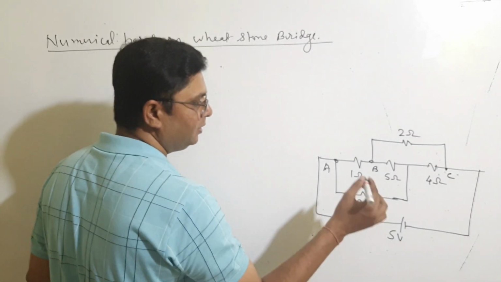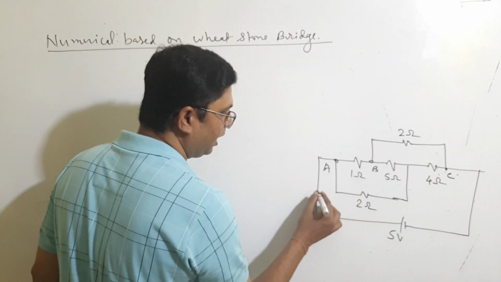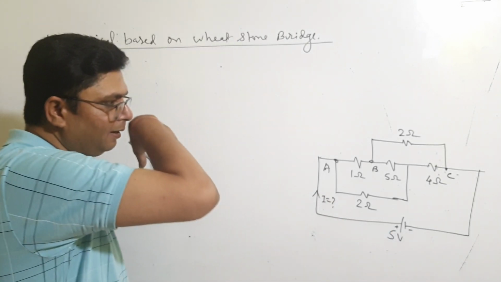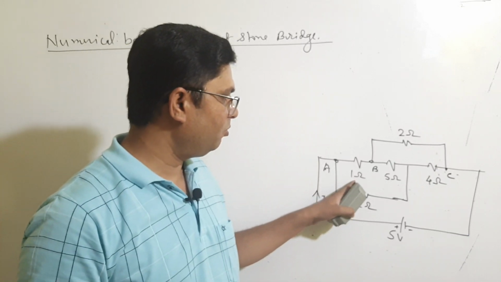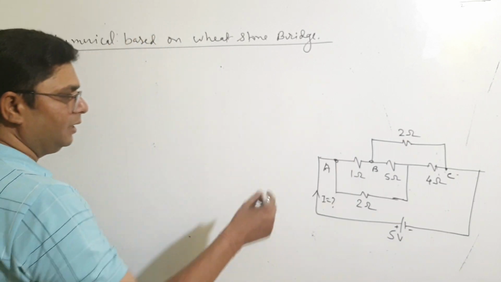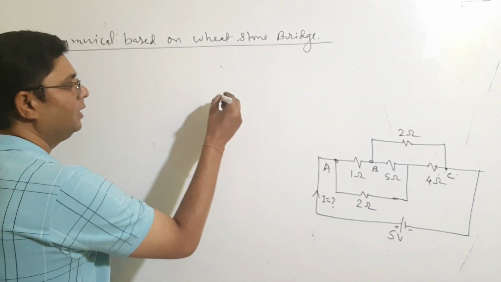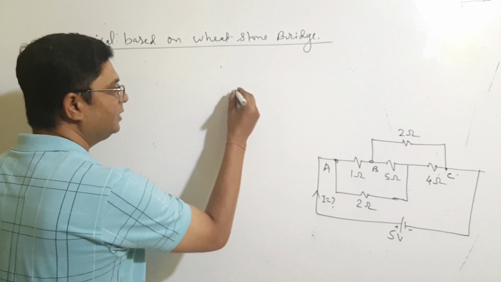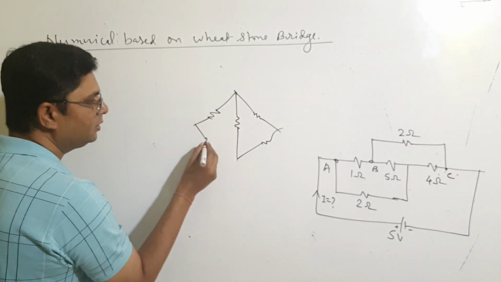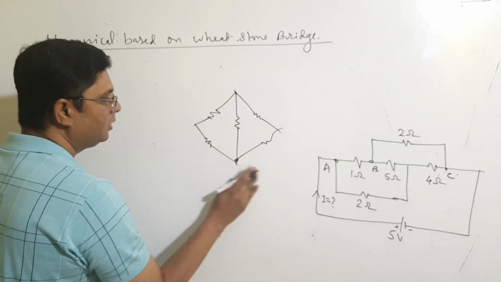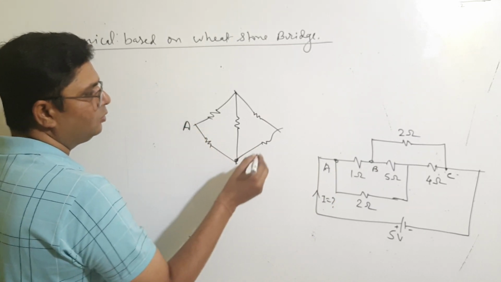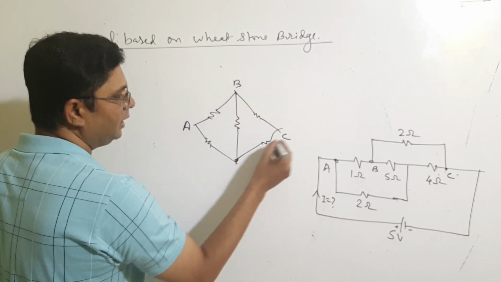You have to find the current I. For determining current I, we have 1 ohm, 5 ohm, 2 ohm and 4 ohm. The equivalent circuit can be drawn as, here we have a resistance, again a resistance, this is a resistance. Let this be A, this be B, this is C and this is D.